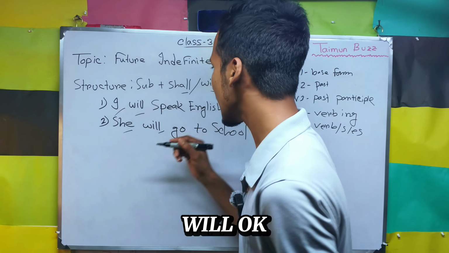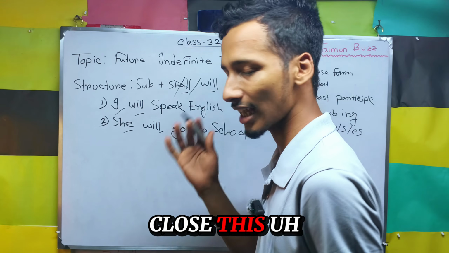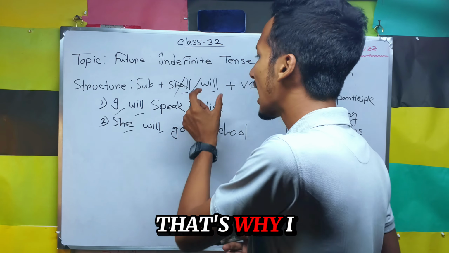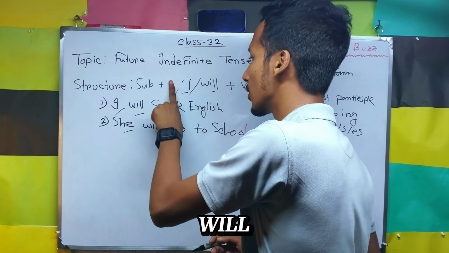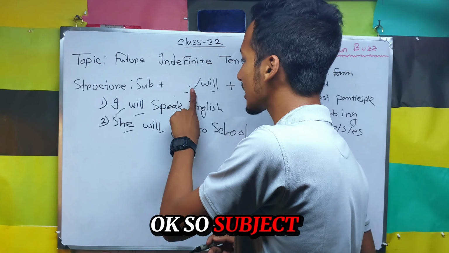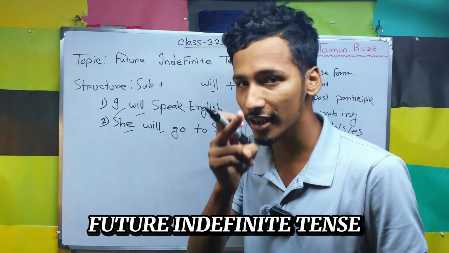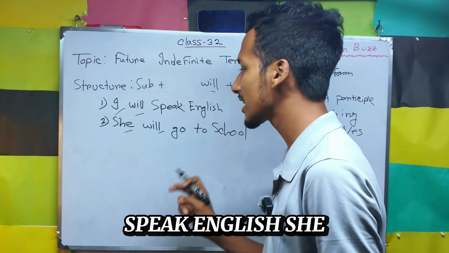You can take will. Okay, I can cross out this shall. Shall is not used nowadays. That's why I can always take will. Okay, so subject plus will plus V1. It is called future indefinite tense. So I will speak English.